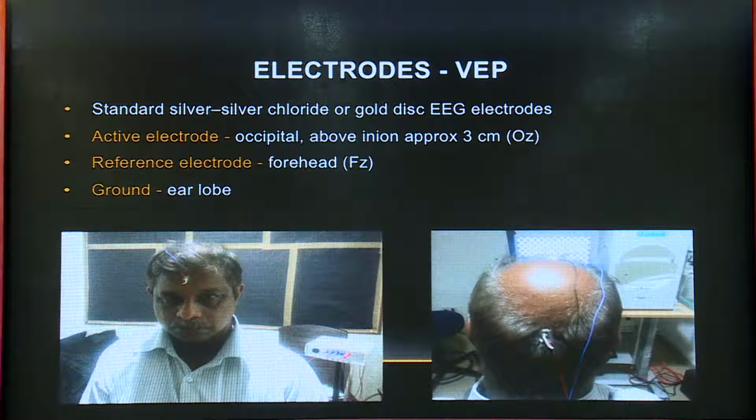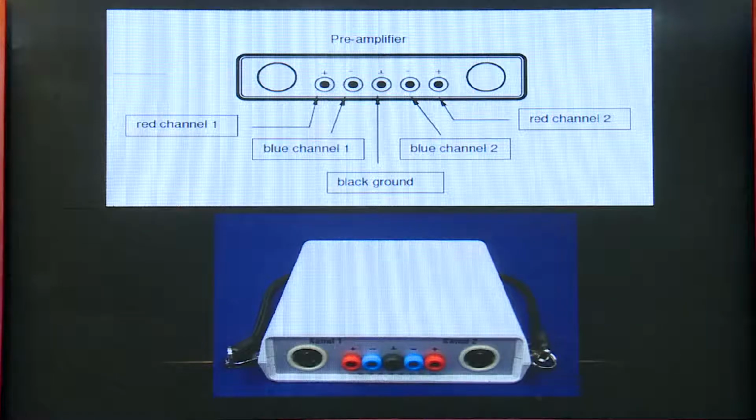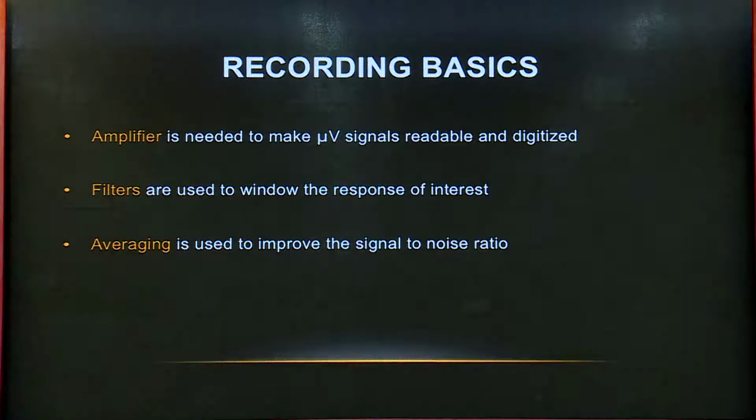For VEP, you have standard silver chloride or gold disc EEG cup electrodes which are used, and these can be reused for patients. You have an active electrode at the occiput, a reference at the forehead, and the ground at the earlobe. Now from these electrodes, the signal goes into the preamplifier, and finally an amplifier which is needed to make these microvolt signals readable and analyzable.